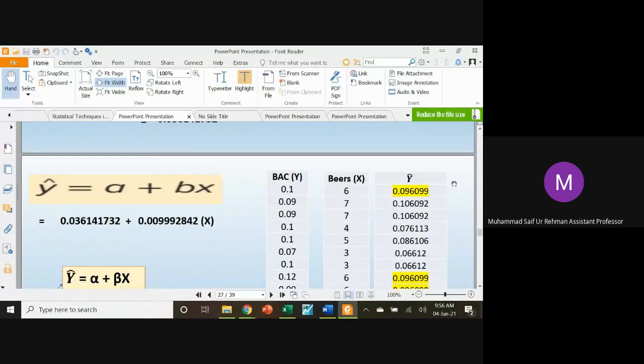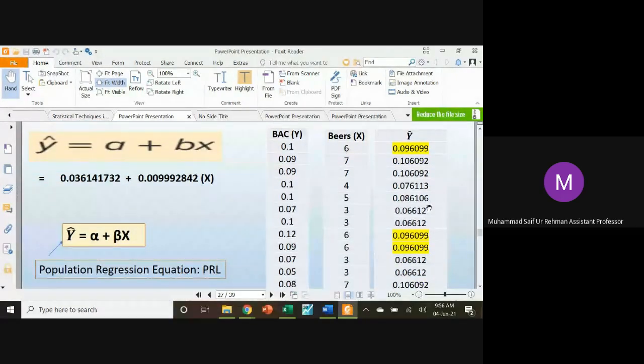And finally, you will have e_i. e_i will be the difference between these two, y minus y hat. You are interested in minimizing that difference. And definitely, when you use alpha and beta, you are going to obtain the values of alpha and beta using the OLS method, the ordinary least squares method.